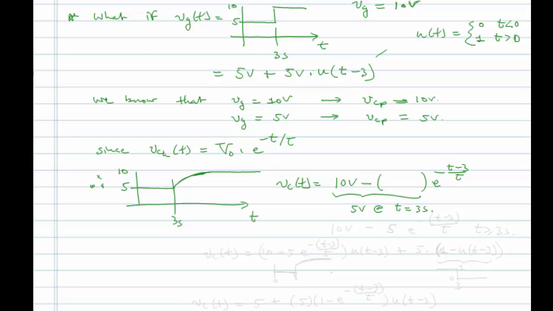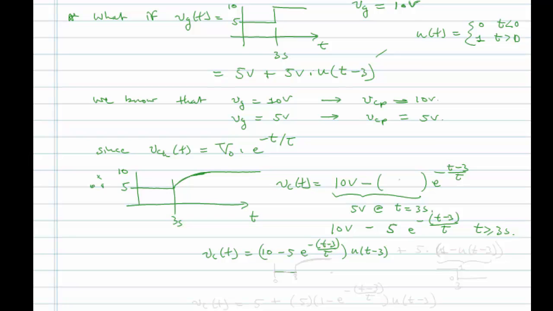So how do I get this quantity to evaluate to 5 at t equal 3? Well, I need to have 5 in here, so I got to write 10 minus 5 times e to the minus t minus 3 over tau. All right. And this is valid for t greater than or equal to 3 seconds. Now, if I want to describe this for all time greater than 0, I could write 10 minus 5 e to the minus t minus 3 over tau, as before, and I'm going to multiply this whole thing by u of t minus 3.